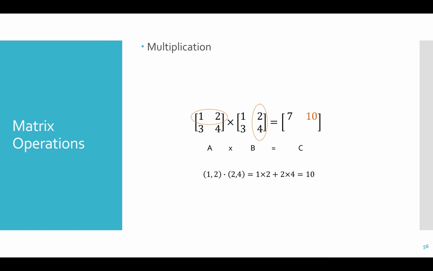Okay, now we move over to the second column of B so that we can fill in the first row, second column of C. We get 10. Then we move on to the second row of A, and we start back over at the first column of B. We get 15. And then finally, we do the second row and the second column, and we get 22.